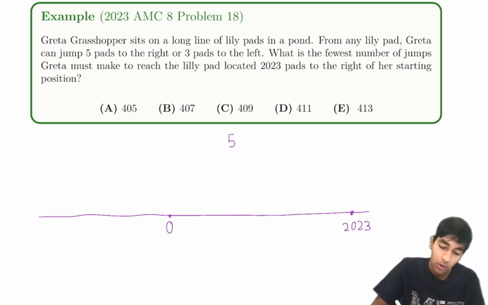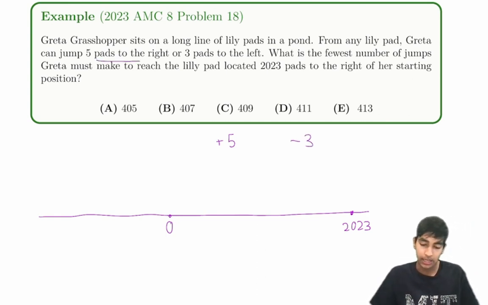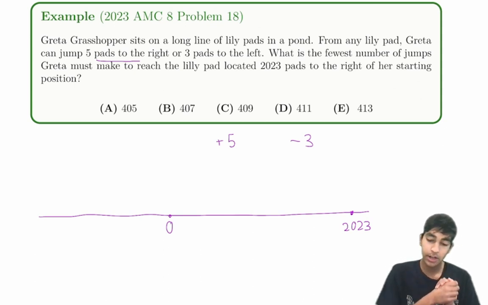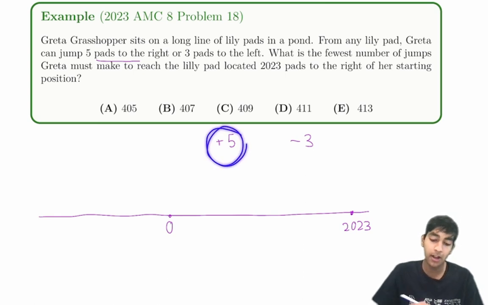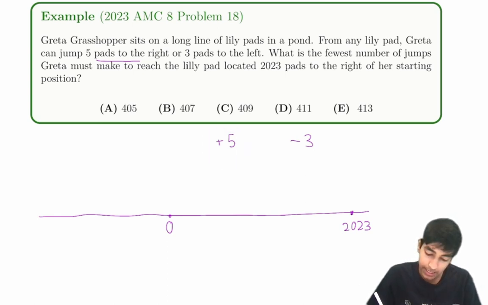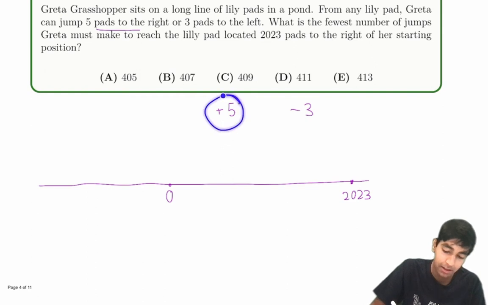On any given move, we either add 5 by going 5 right or subtract 3 by going 3 left. So now the key thing is we're trying to minimize the number of jumps. So how should we do this? Well, the trick for these types of problems is we're trying to minimize the number of backwards jumps, because the more backwards jumps, that's basically extra jumps and we're going back. So we want to make as few of these negative jumps as possible and as many of these plus 5 jumps as possible.